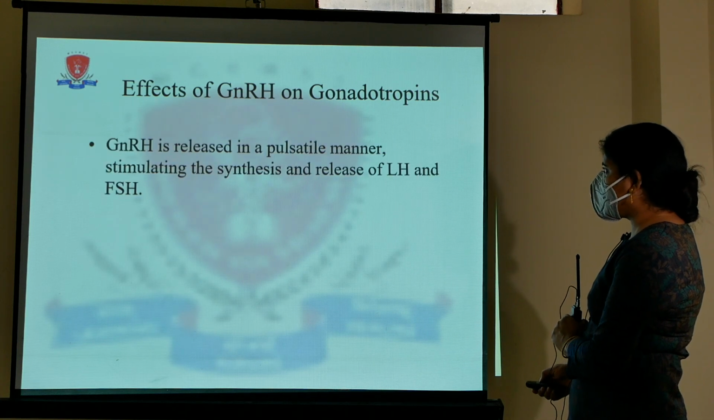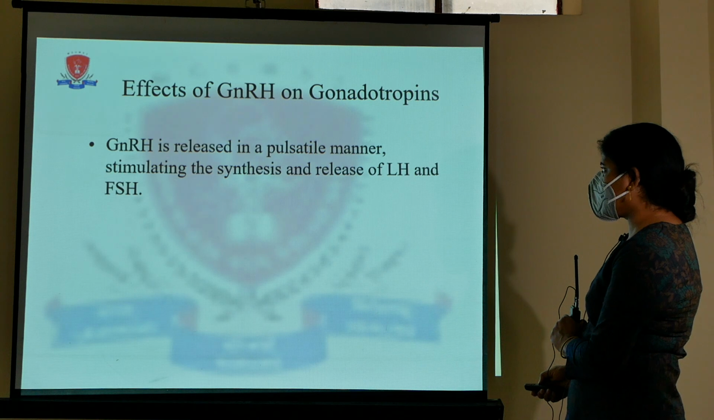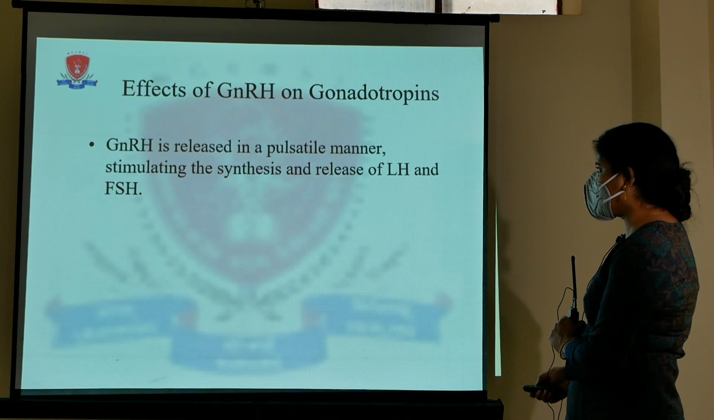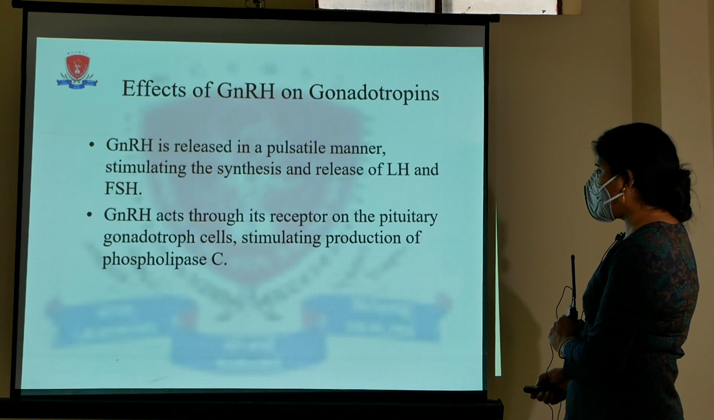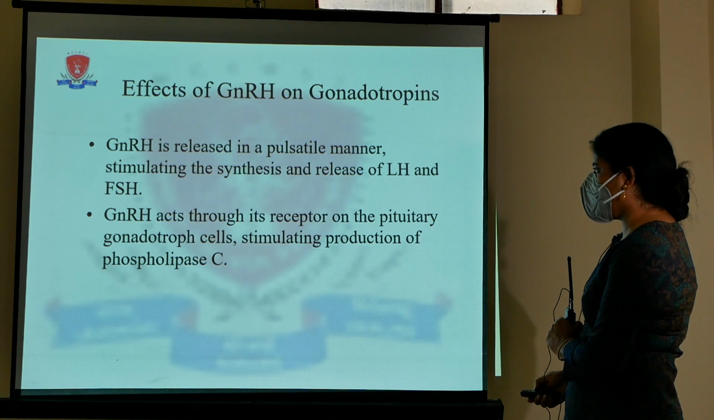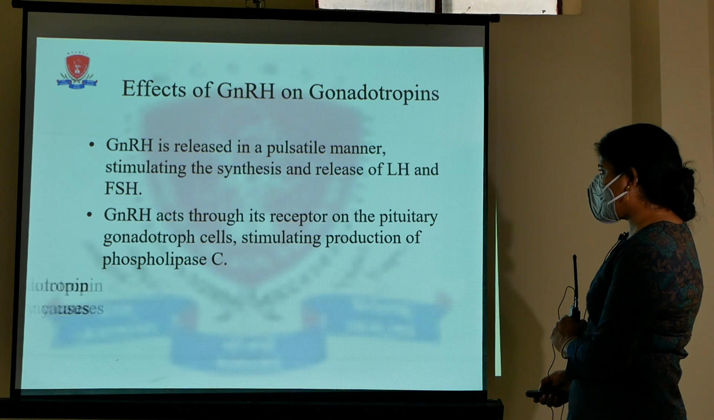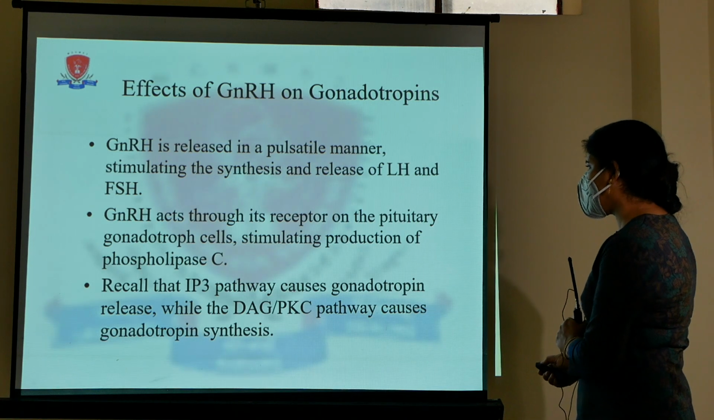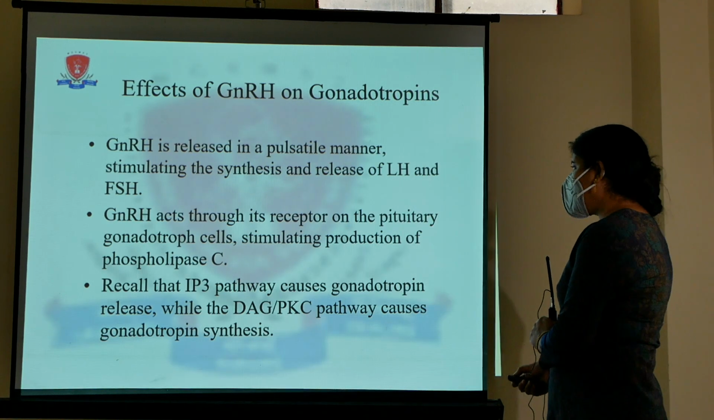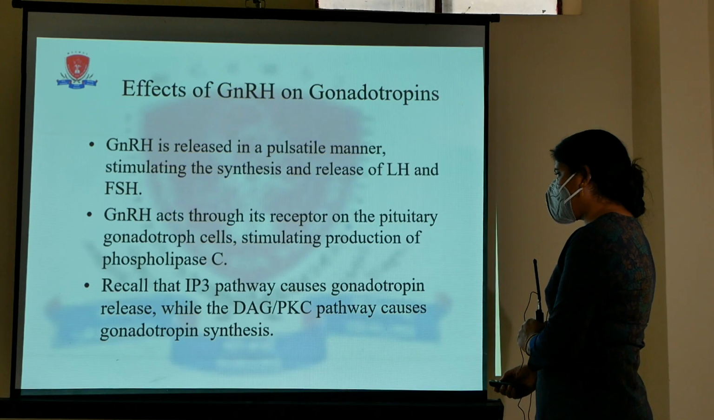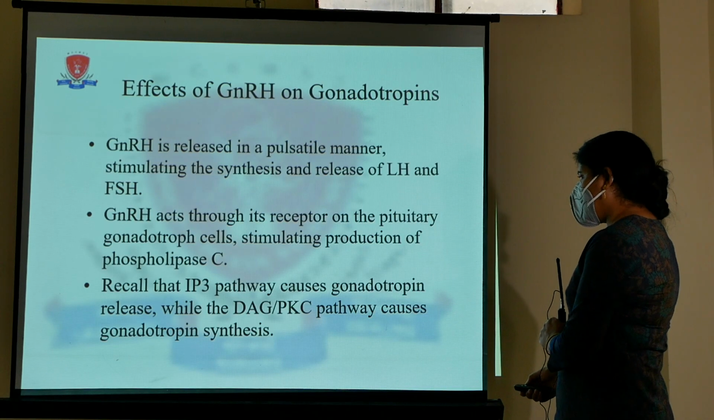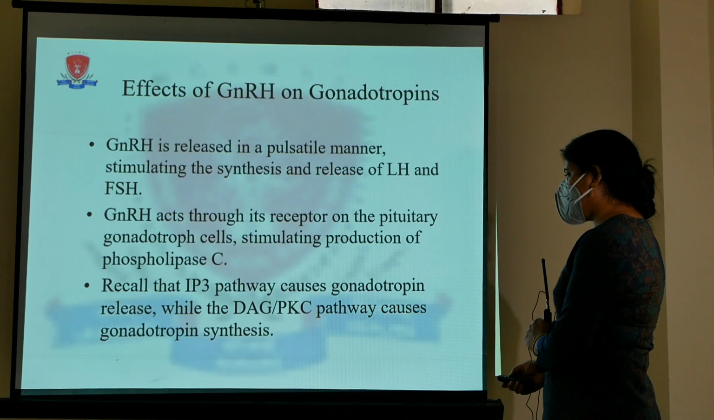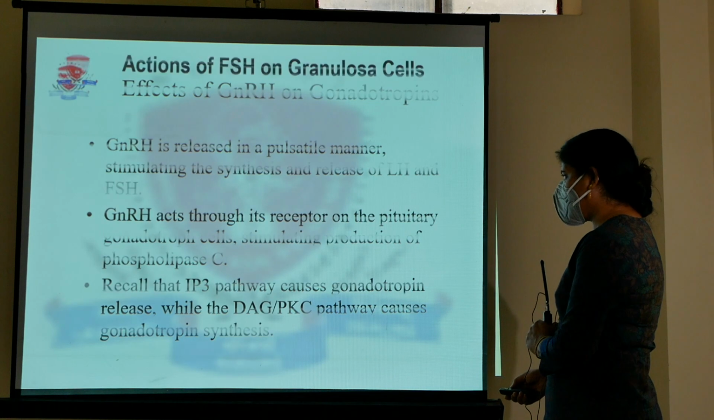Gonadotropin-releasing hormone is released in a pulsatile manner, stimulating the synthesis and release of luteinizing hormone and follicle stimulating hormone. It acts through its receptor on the pituitary gonadotrope, specifically in the anterior pituitary, stimulating the production of phospholipase C. This is the pathway that causes the gonadotropin release.